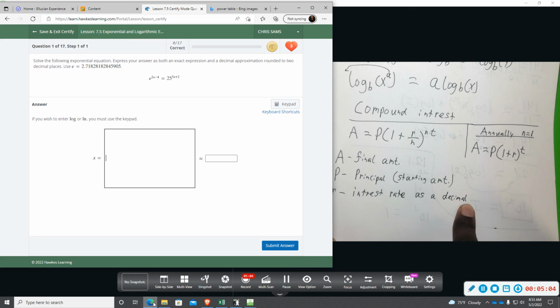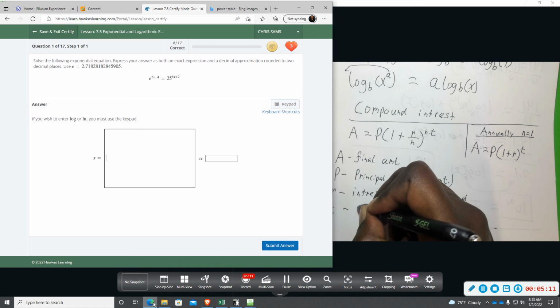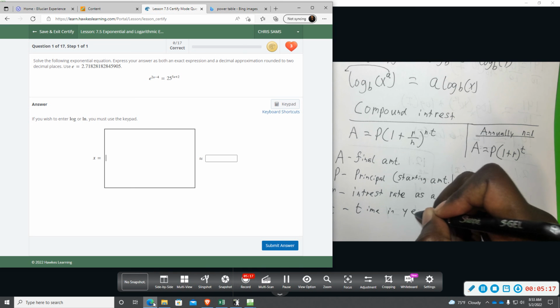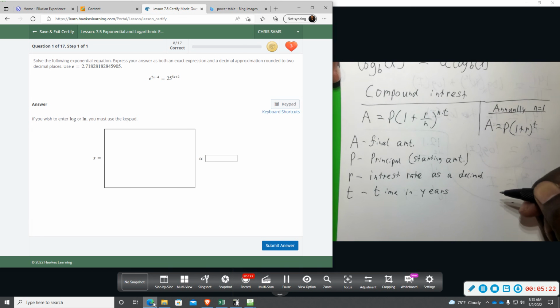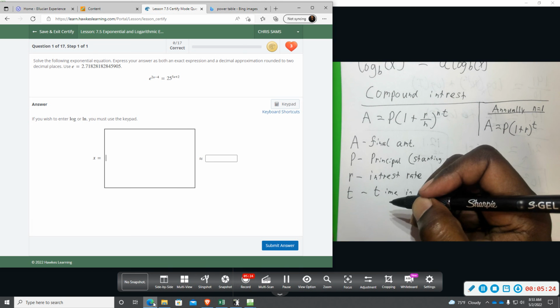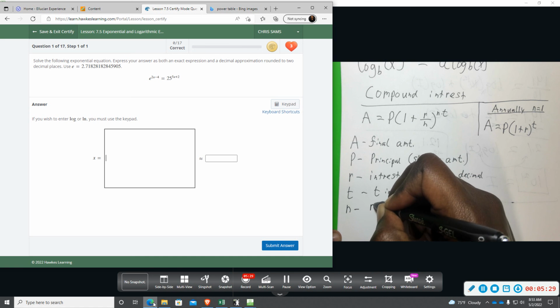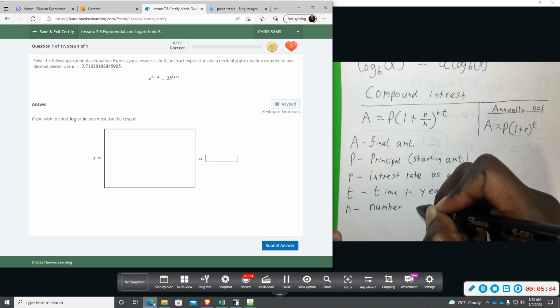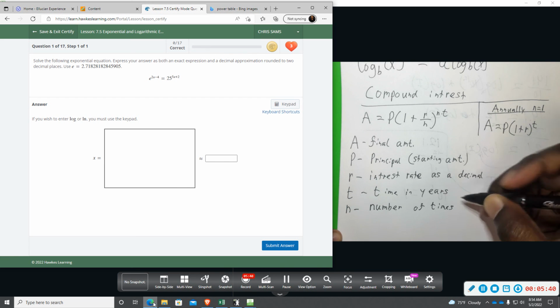So you'll be given an interest rate as a percentage. You convert that percent to a decimal. T is time in years. And then N is the number of times interest is compounded.